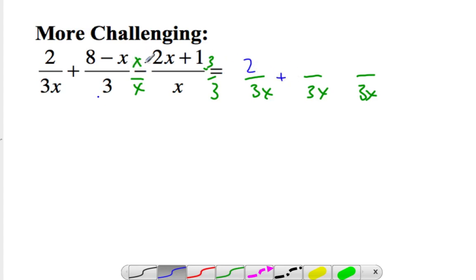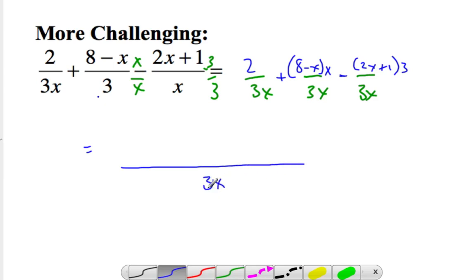Plus, this x here has to be multiplied in. Let's just write it as such for now. Minus, this minus sign is going to be a tricky one. This 3 also has to be multiplied in. So 2x plus 1 times 3. I'm going to put it all under one denominator of 3x. And so now I have 2 plus, distribute this in.